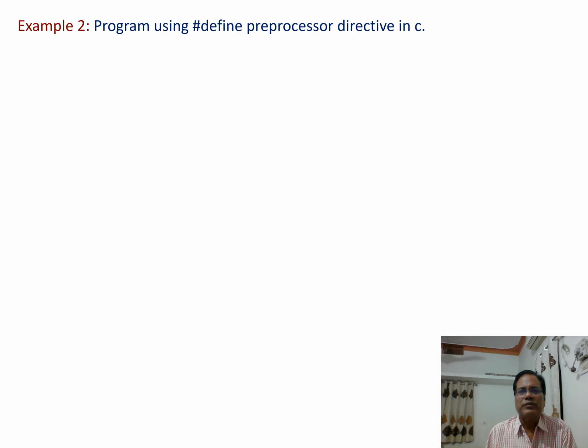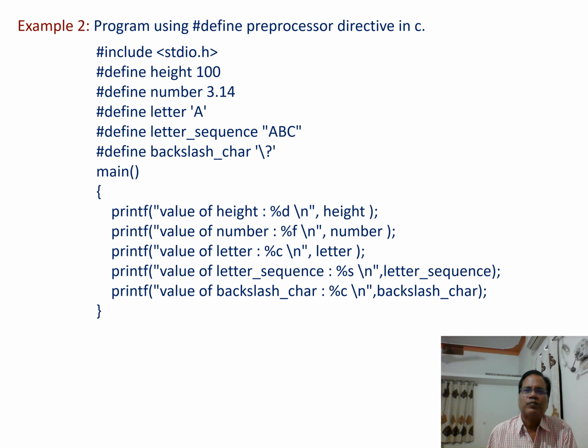Now let us discuss another example in which the hash directive preprocessor is used to define and declare C constants. So in this one, #define height 100. Here in #define, there should be no space in this symbol. Then after a space, the name of the constant, and then what value is to be assigned is written here.